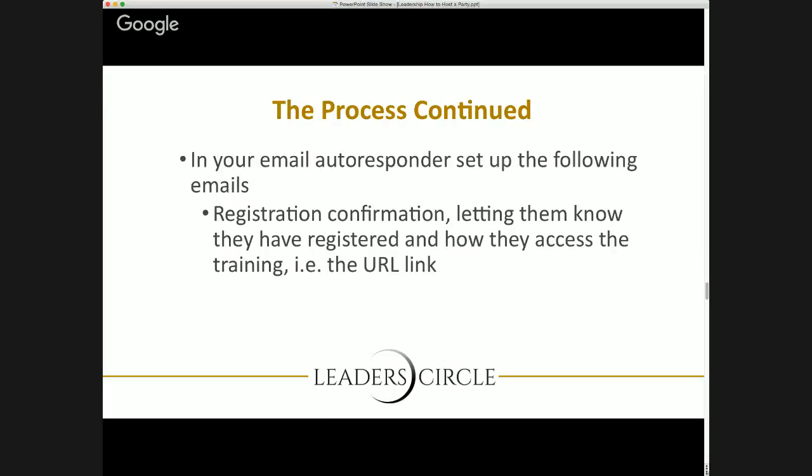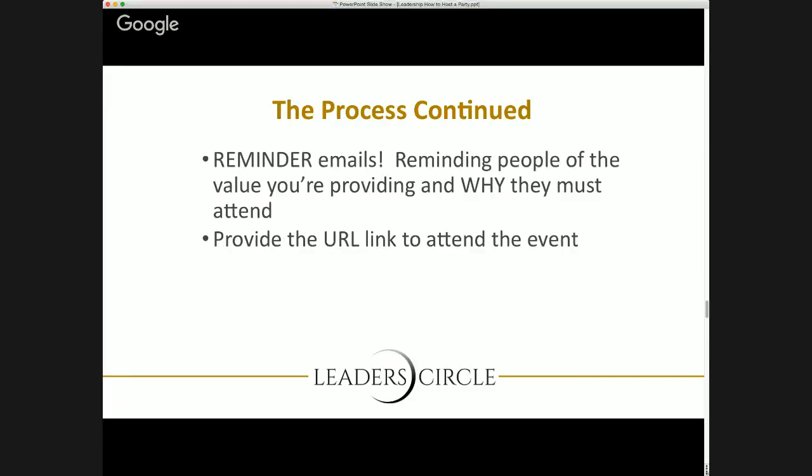And in your autoresponders, because you are going to be sending autoresponders for a big event, you're going to set up the following emails: a registration confirmation, letting them know that they have registered and how to access the actual training or webinar, i.e. the URL link. You've got to have your reminder emails, reminding people of the value that you're providing and why they absolutely must attend. And you've got to provide the URL link to actually attend the event.